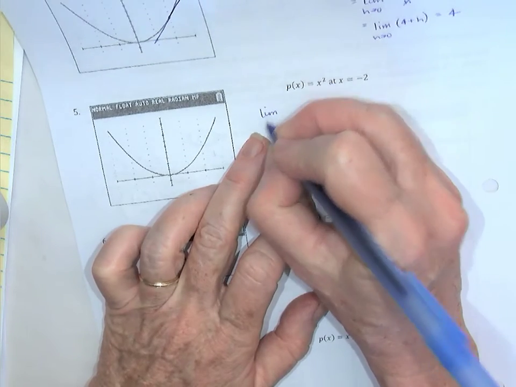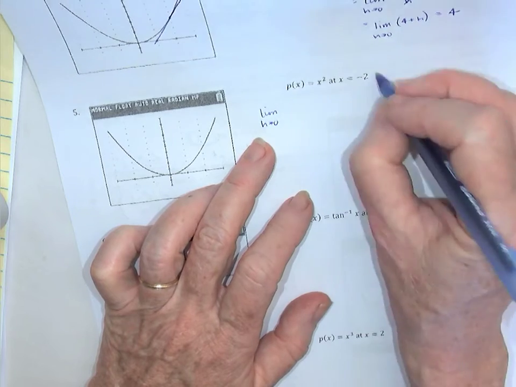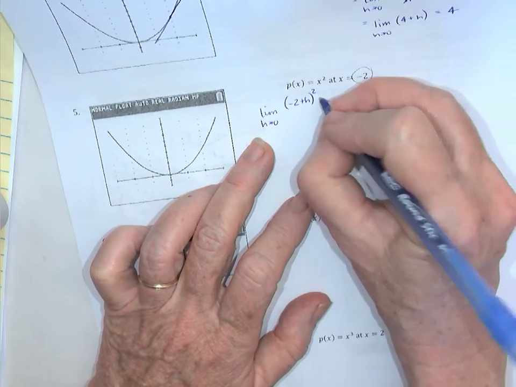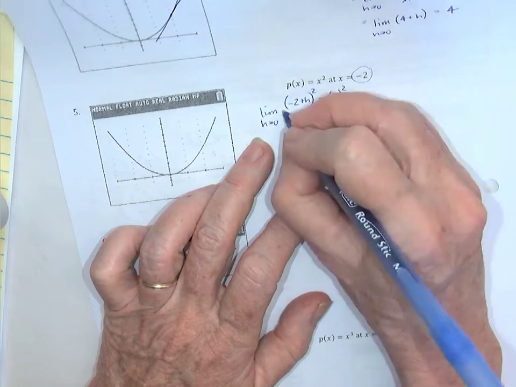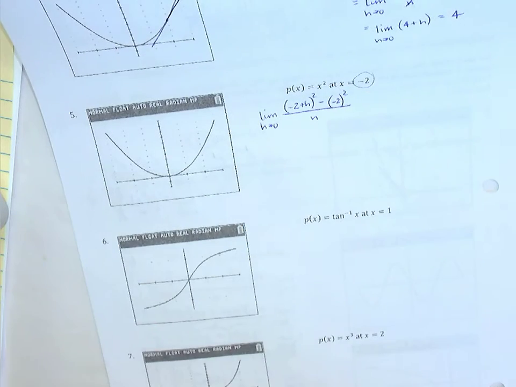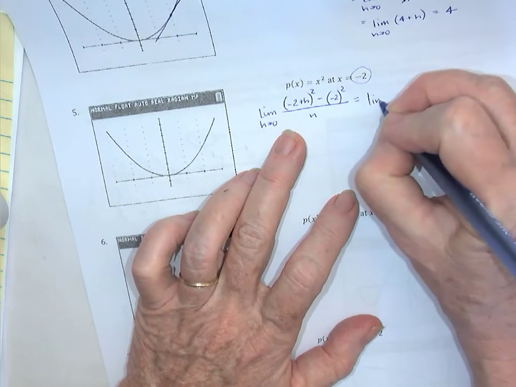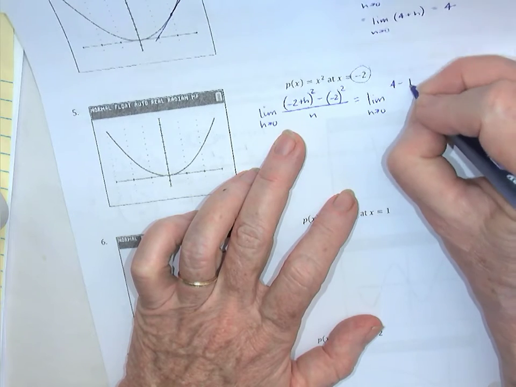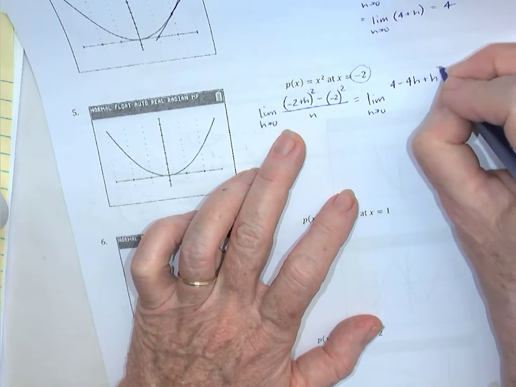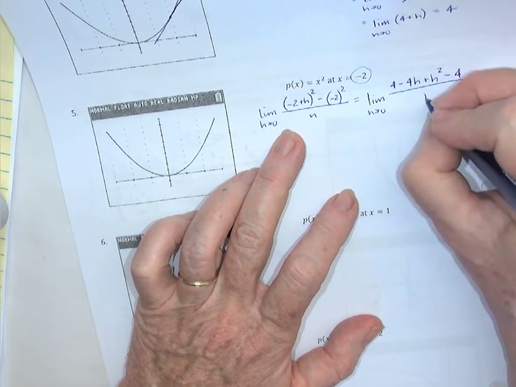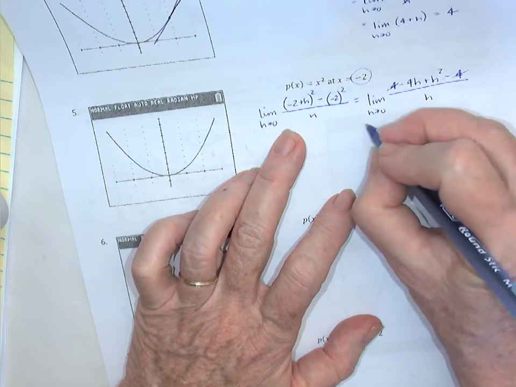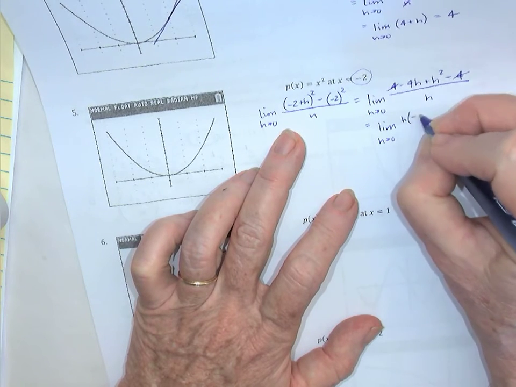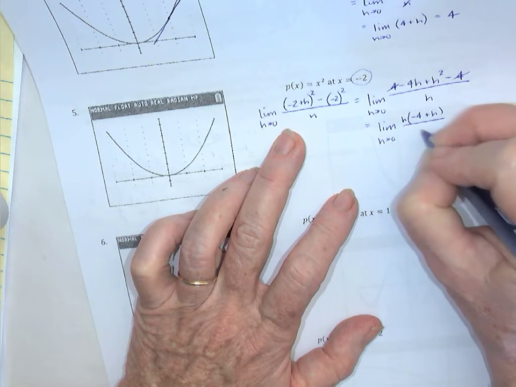We're looking for the limit as h approaches 0 where x is negative 2. So I have (negative 2 plus h) squared minus (negative 2) squared all over h. And this is going to become the limit as h approaches 0. Let's see, negative 2 squared is positive 4, but then we'll have minus 4h plus h squared, minus a positive 4, over h. The 4's cancel out. I can also factor an h out of both terms, which gives us h times (negative 4 plus h) over h.